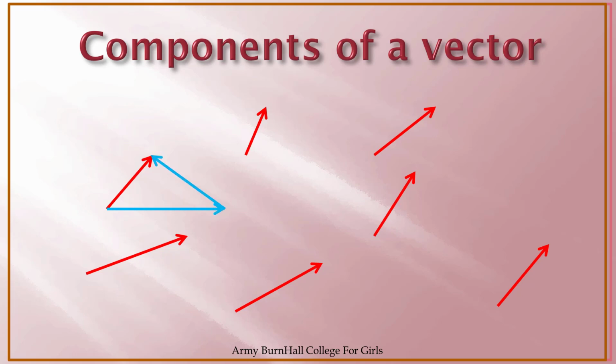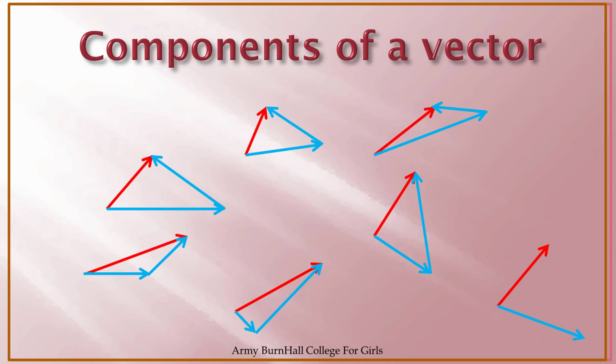So you can say that we can draw components like this, because if we add these two vectors, we will get this resultant. We can have these components, and these, and these. So we can divide a vector into so many components. If you are asked how many components of a vector are possible, then we have an infinite number of components.